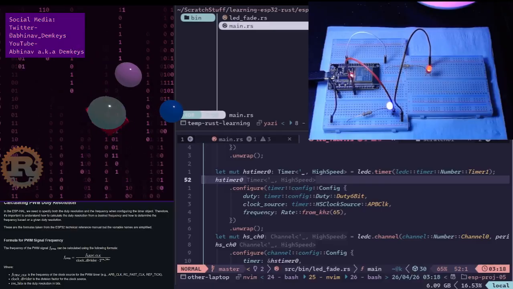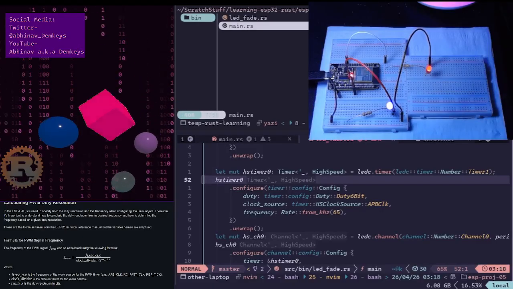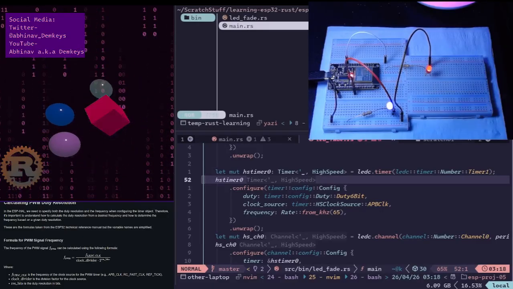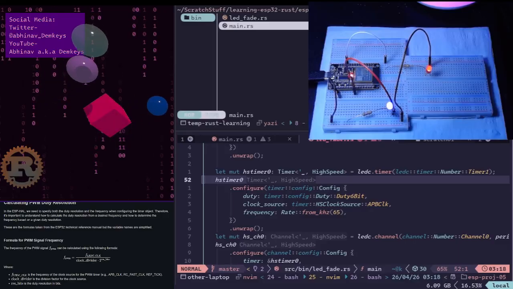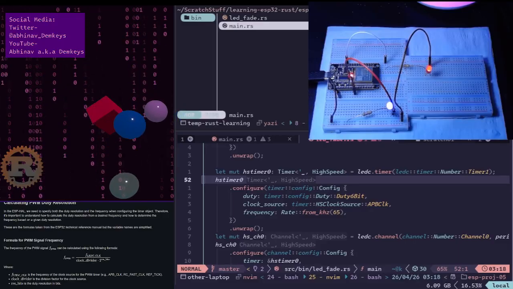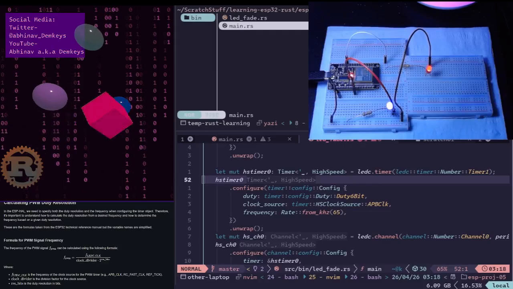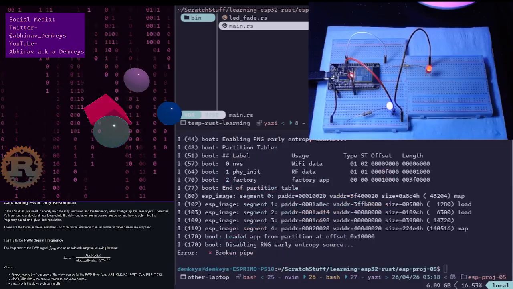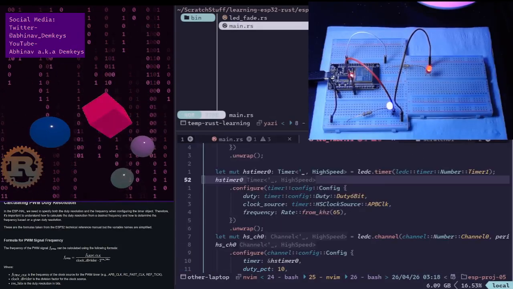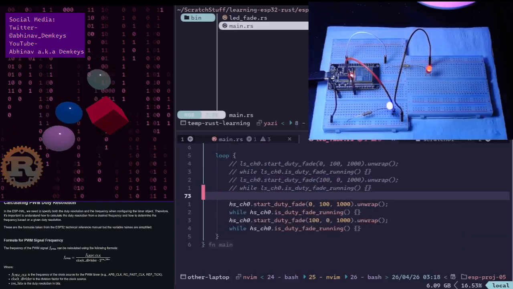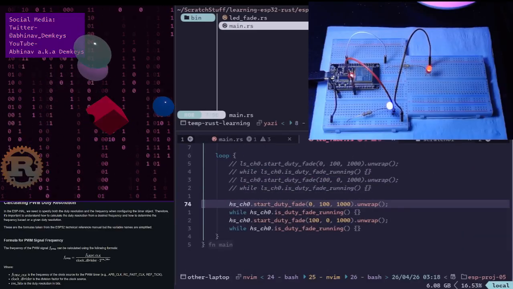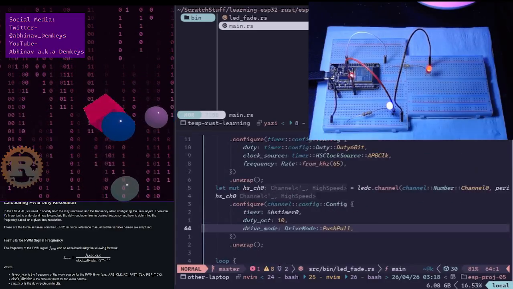Give me a second here. I want to flash a new thing on here. In order to get this to work, because I had set it to 6, right? I can change this back to 5. And oh, you know what? No, I'm going to keep it at 6.